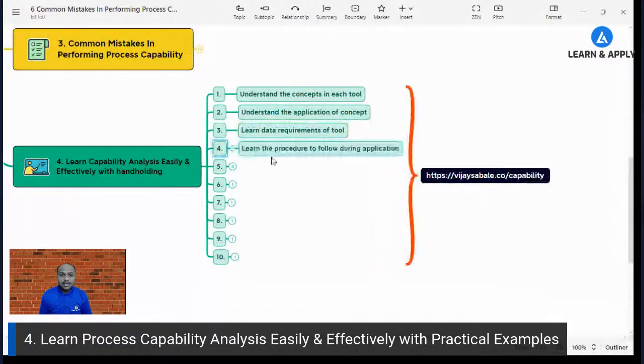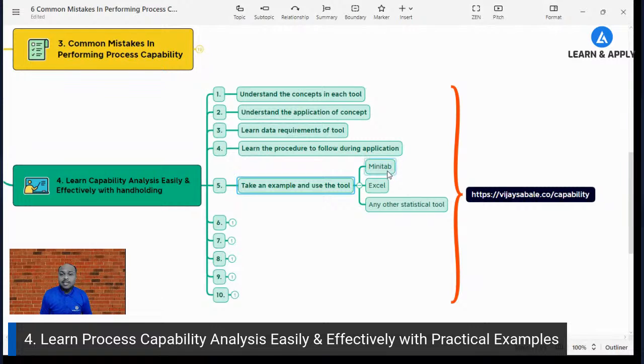The next one is to learn the procedure to follow during application. When you are going to perform this capability analysis and carrying out this process, again we need to select different options, which option to select in which situation. So everything we need to understand as a part of this. Then take an example and use the tool.